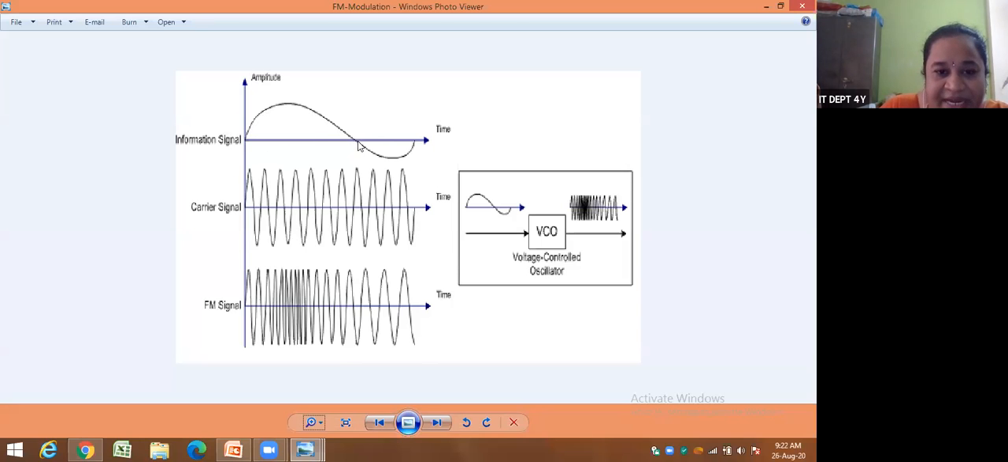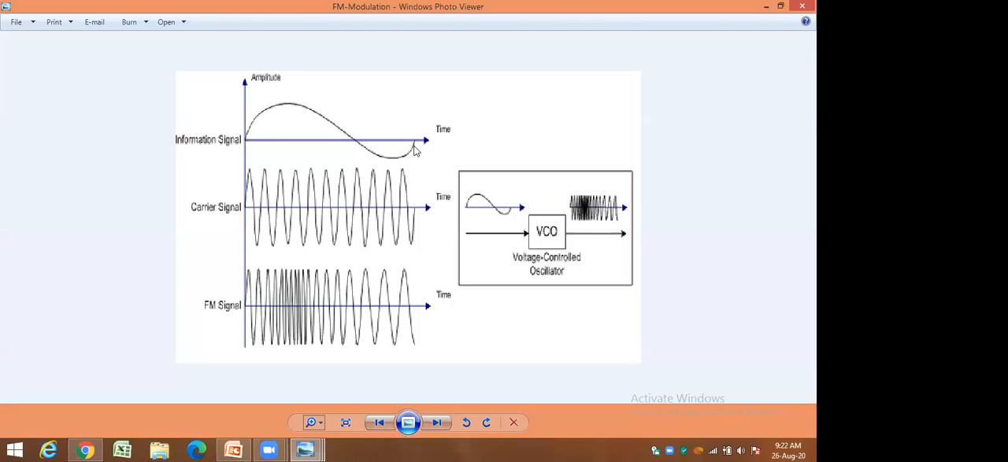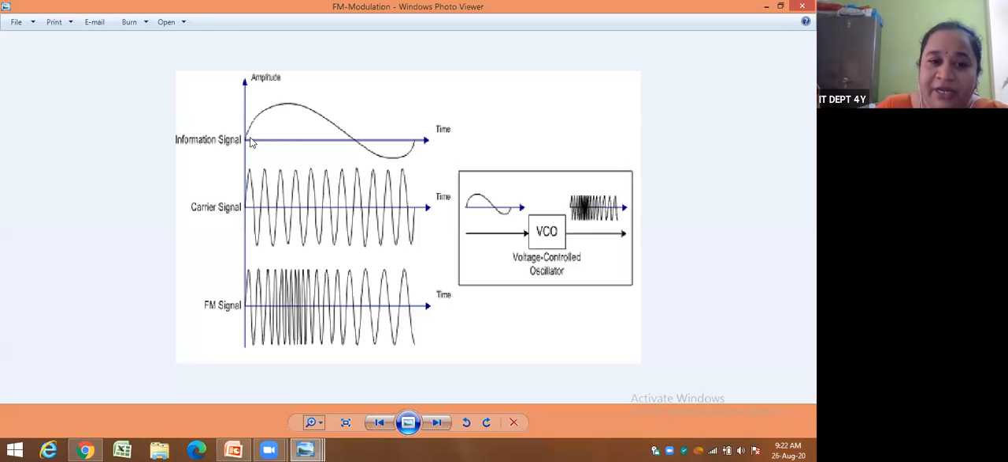On the positive side, our information signal has lasted for a long interval of time and it is having the maximum amplitude. And on the negative side, it is having the lesser amplitude and also the minimum time span it has occupied. And according to the information signal itself, the carrier signal has changed its frequency level, not the amplitude level, but the frequency level.